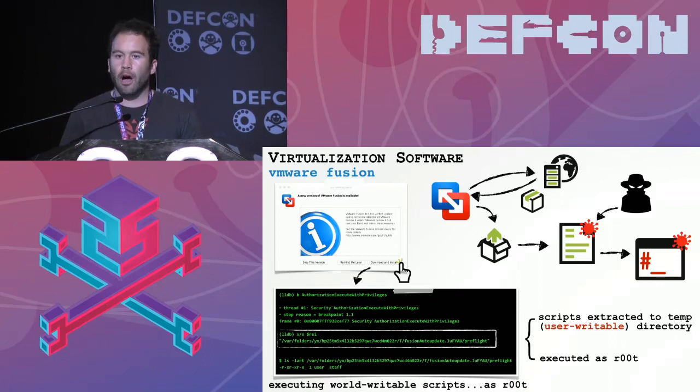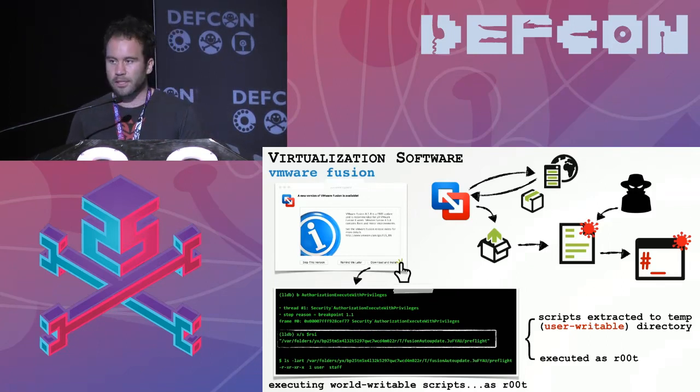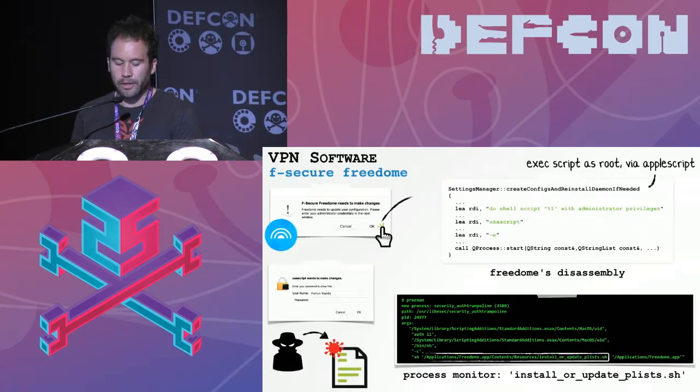Again, you set a breakpoint on the authorization execute with privileges function, and then when the breakpoint is hit, dump the third arg, and you can see what's being executed. Again, it's these scripts that are out of the world writable temp directory. Again, nothing is verified, so these will then be executed as root.